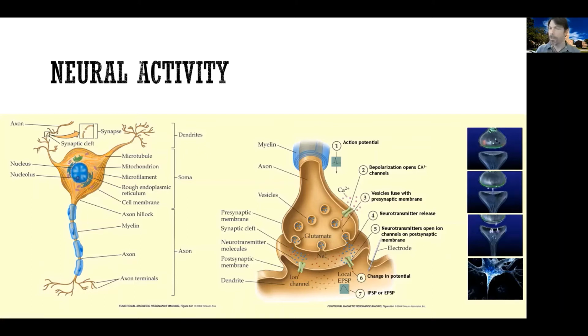Okay, so for us, what I really want to highlight is that all of this happens by changes in the natural concentration of ions or other neurotransmitters in and around the neuron. And the reason I highlight this is because we will then have to restore these concentrations to their natural state. And this is what's going to take energy.